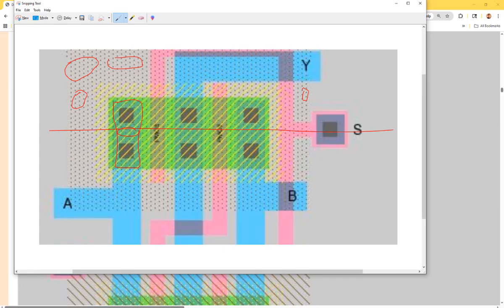And then what was the yellow again? Yellow, there's no yellow. Sorry. Where's yellow? Oh, this one. Yeah. This is a P select. P select, okay. P select is a bigger box. P act, right, is an active P plus area.